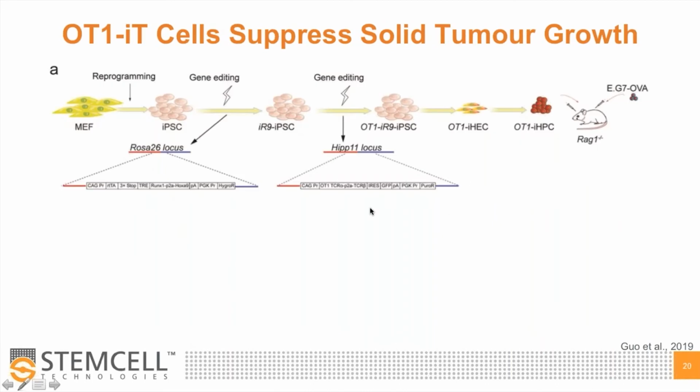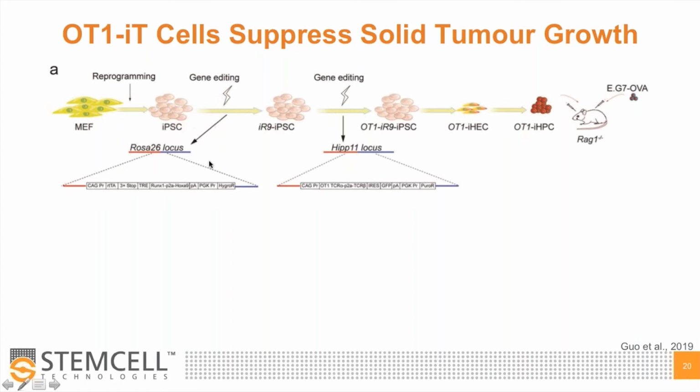These experiments led them to this modified protocol, and they really want to test a scenario where they have induced T cells with a specific TCR of their choice, and they want to use this to suppress solid tumor growth. So how they go about this is using MEFs, or really a somatic cell, and reprogramming these using Yamanaka factors to generate iPSCs, or induced pluripotent stem cells.